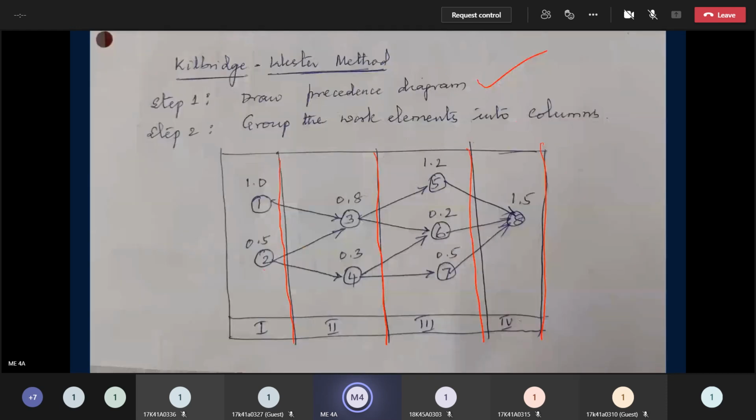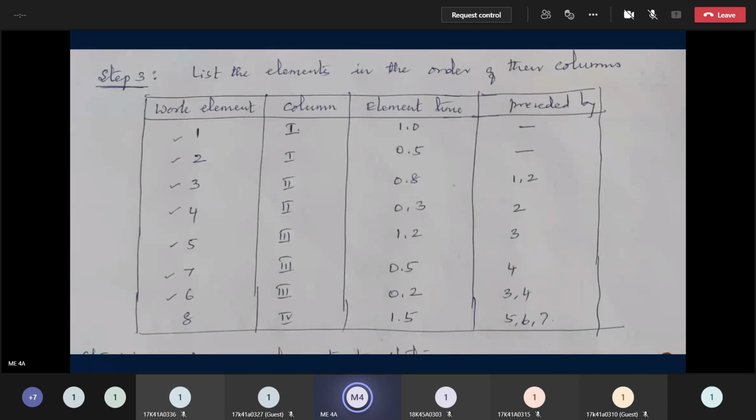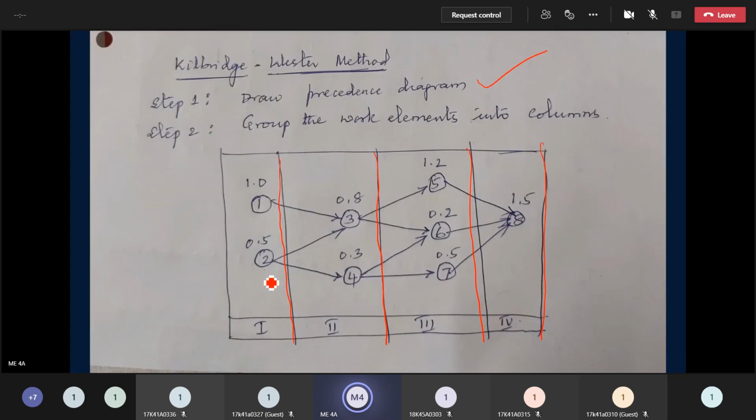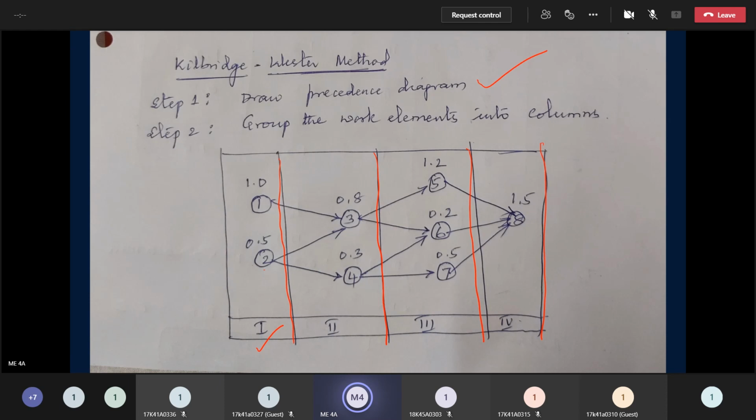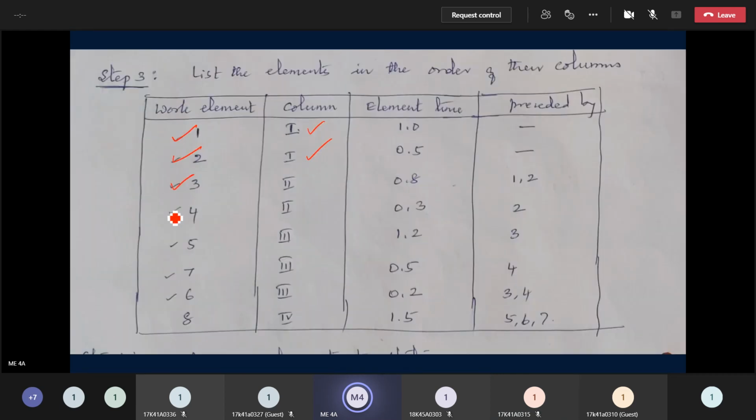Let me show you that. Step 3. Elements 1 and 2 are in column 1. Which has the highest time? Element 1 has time 1, and element 2 has 0.5. So I will write element 1 first, element 2 next in column 1. Next, column 2. Which element has more time? Element 3, then element 4, with 0.8 and 0.3. So I write 3 first and then 4 in the second column.